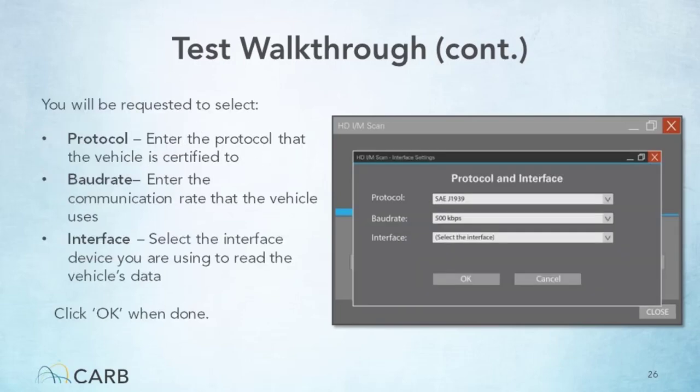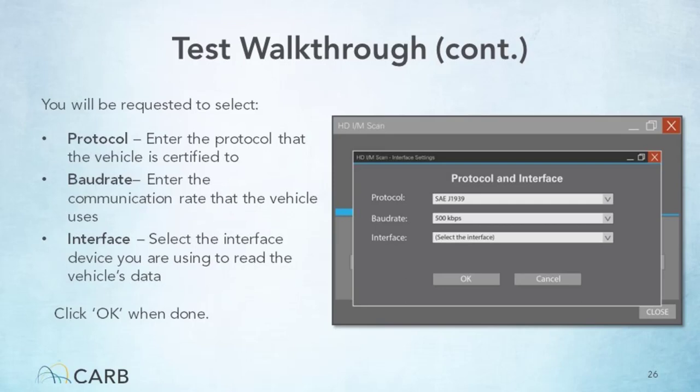You will now use the pull-down menus to select the applicable SAE communication protocol for the engine, either the SAE J1939 or SAE J1979 protocol. Enter the correct baud rate, either 250 or 500 kilobytes per second. And finally, select the name of the interface device you are using to connect to the vehicle. Click OK when done. Note that selecting the correct communication protocol and baud rate is an important step in performing the Clean Truck Check emissions test. Confirming and selecting the appropriate protocol and baud rate will avoid communication errors, which could lead to issues and delays in obtaining vehicle compliance.